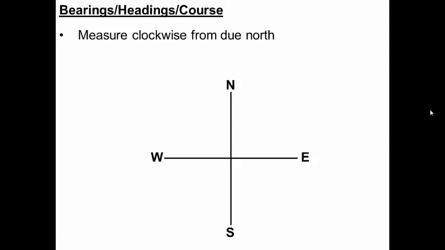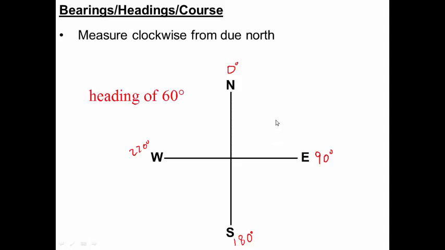Now, occasionally you'll be given no direction whatsoever. You'll just be told that you have a bearing, a heading, a course of so many degrees. If you're not given a direction, then what you go ahead and do is assume that north is 0 degrees, and then you're going to go clockwise, so that east is 90 degrees, south would be 180 degrees, west would be 270 degrees, and of course back to north, 360 degrees. Each direction is 90 degrees apart.